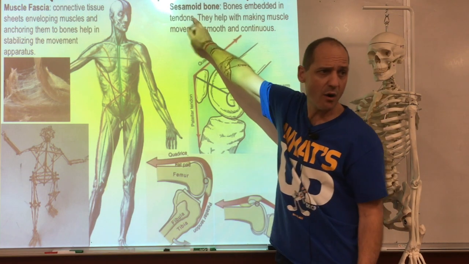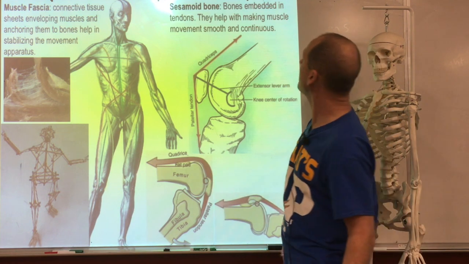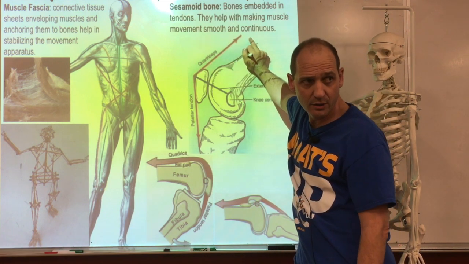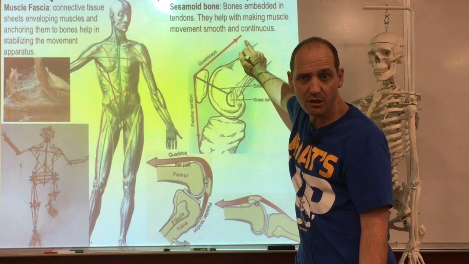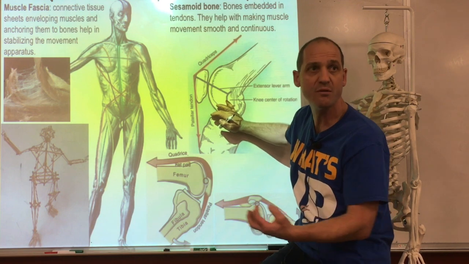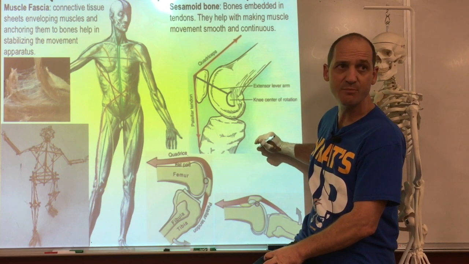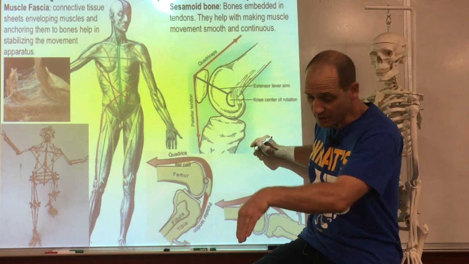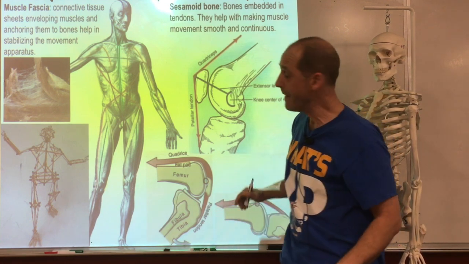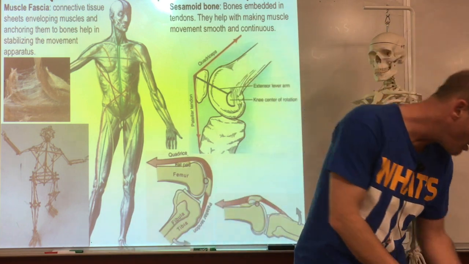And then the sesamoid bone. I already discussed the sesamoid bone when we talked about the knee. Remember that? The sesamoid bone embedded in the tendon helps with making muscle movement smooth and continuous. So when a muscle contracts, the same force of contraction doesn't make different movements depending on where along the line you are in the movement pattern. If you don't have a patella, you're going to have a lot of muscle contraction before that knee moves, and once it moves, it jerks up, because the tendon will be more at a right angle than in a rounded position. So that's the sesamoid bone. That's also sort of an ancillary helper in the system.